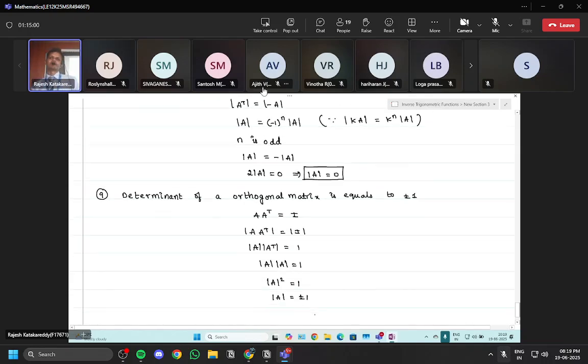Right? So I think different types of standard matrices we have seen. I have given the determinant for each and every matrix. Right? Any doubt in this one, anybody?